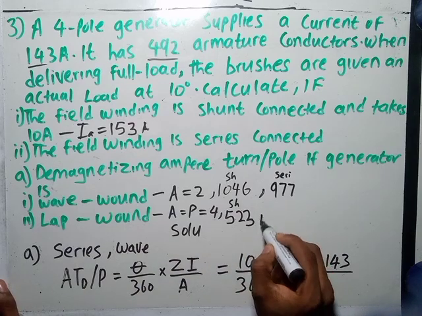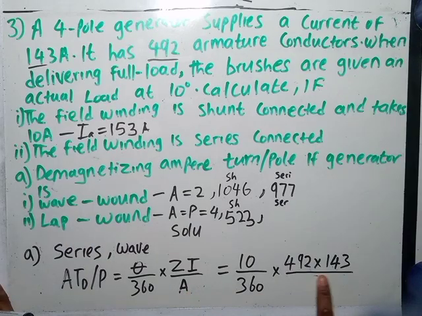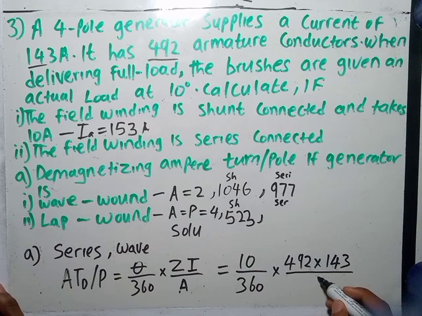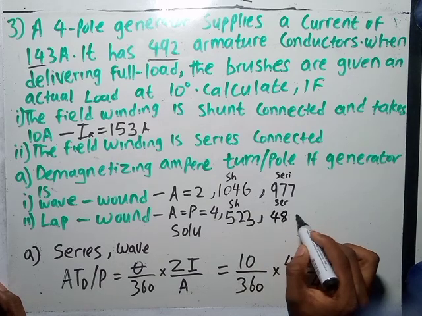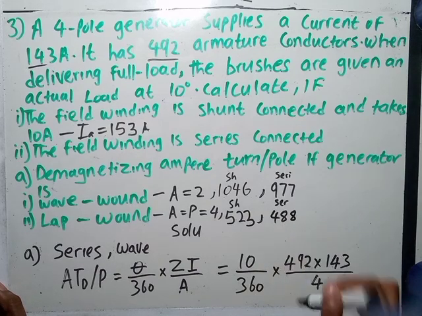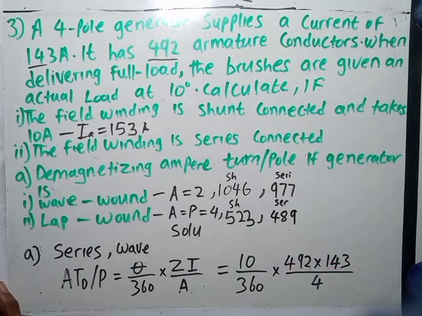Now over to that of our lap wound. It's quite simple. What will be changing will be the value of our A, which is this. It will be changing to 4. Now inputting that in, you have that your answer is 488.5. So approximating, we will be having 489 ampere turns.